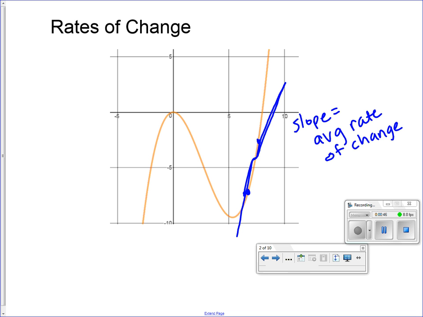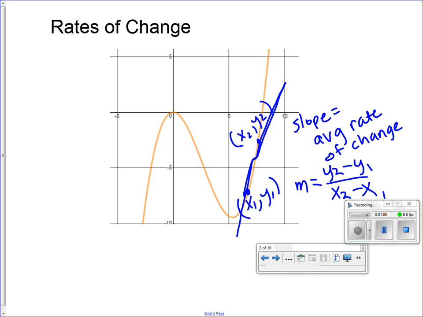And just as a reminder, your slope formula, if this is the first point, we call those coordinates x1, y1. And the second point has an x2 and a y2. And so the slope would be the change in the y. So how far does it rise versus the change in the x? How far does it run? So that would give me an average rate of change.